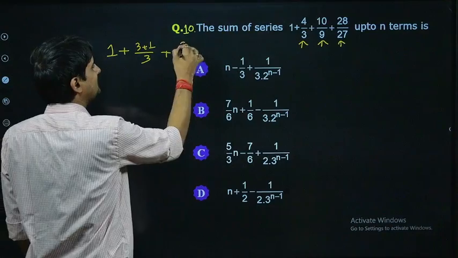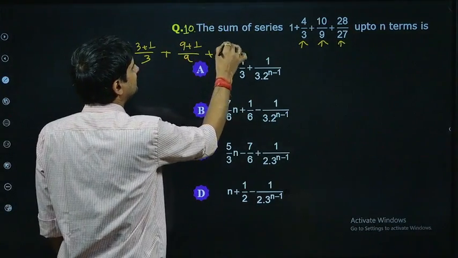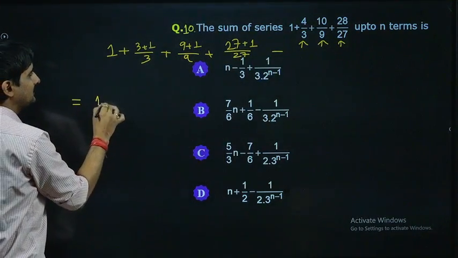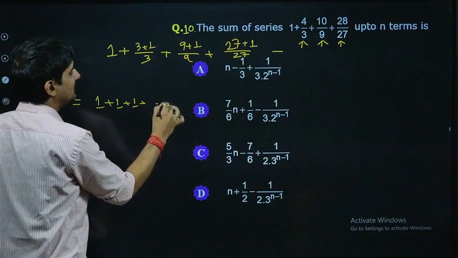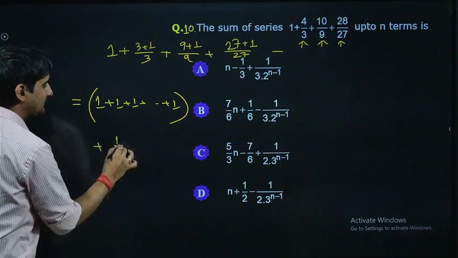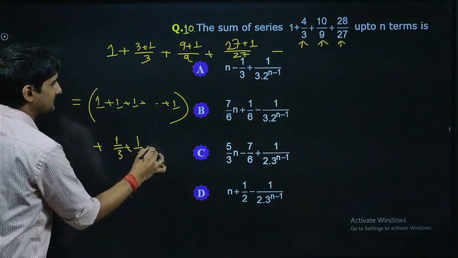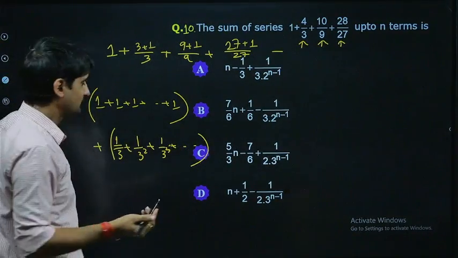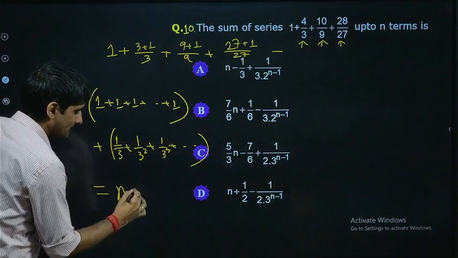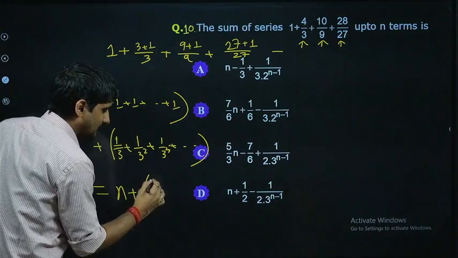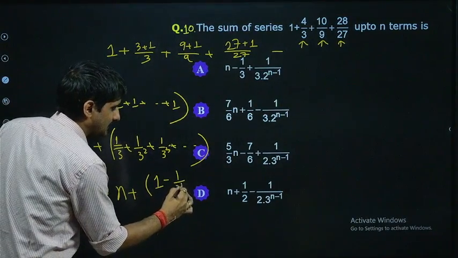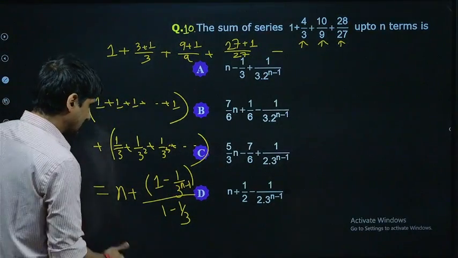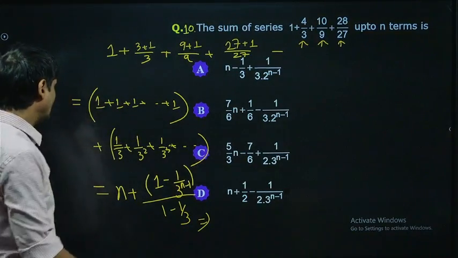So it's 9 plus 1 by 9, and then 27 plus 1 by 27, till n terms. So what is it? It's 1 plus 1 plus 1, how many times? N times, isn't it? And what are you left with? 1 by 3 plus 1 by 3 square plus 1 by 3 cube. How many terms? N minus 1 terms. Okay, so it's n plus 1 minus 1 by 3 raised to the power n minus 1, divided by 1 minus 1 by 3, which is 2 by 3, which is 3 by 2, isn't it?